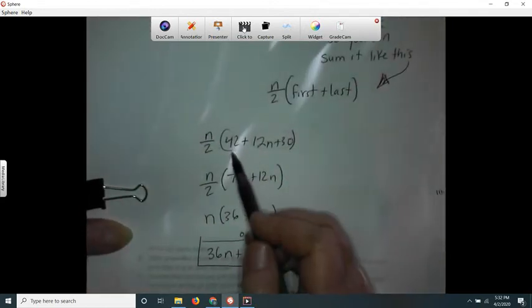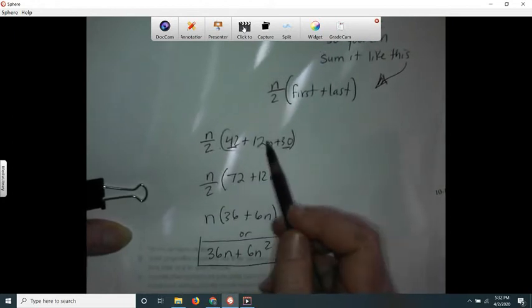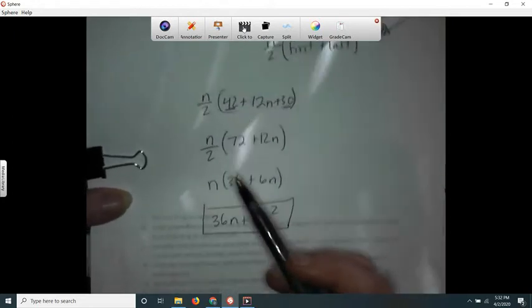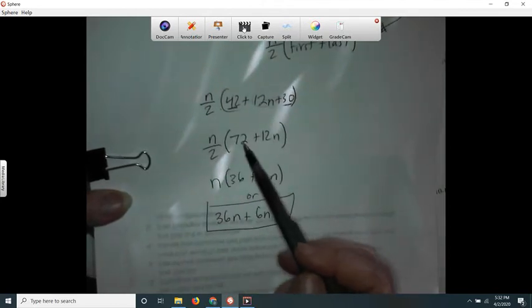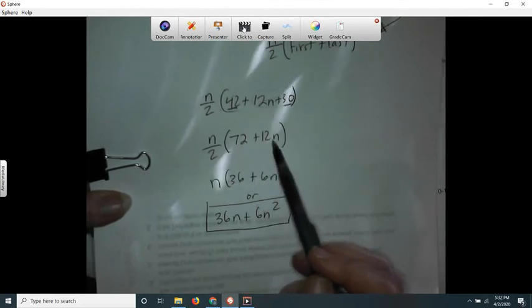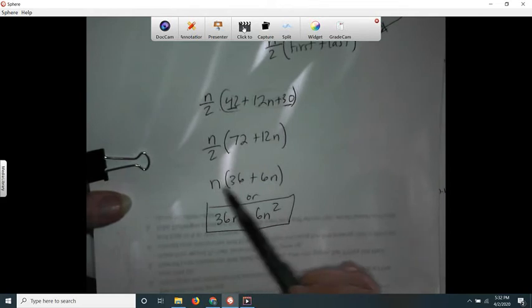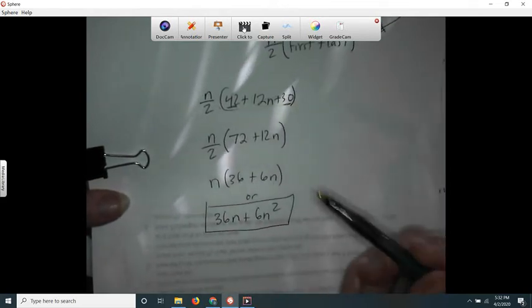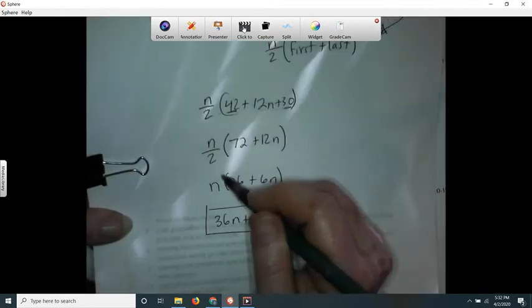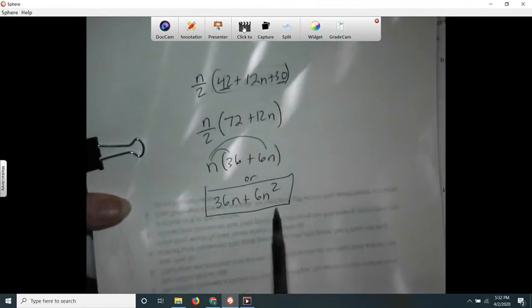Okay, so I went ahead and added the 42 and the 30 and got 72 to clean this up a little bit. And then I went ahead and divided. Notice these are even numbers here, so I thought it would clean it up a little bit by dividing these by 2 to get rid of the 2. So now I have 36 plus 6n. And then I noticed when I checked my answer, your book has it where they just distributed. So this is the answer.